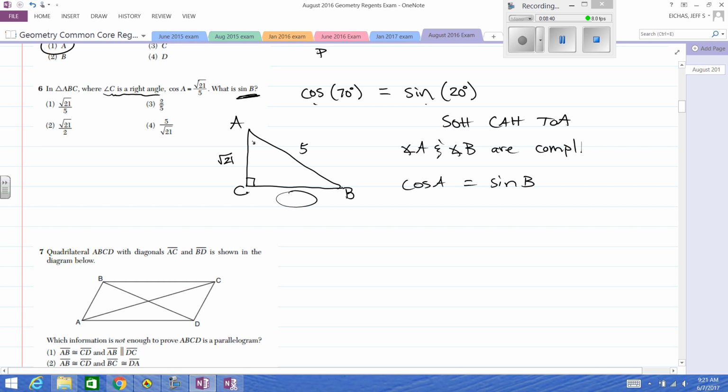So what's sine of B? Same as cosine of A, square root of 21 over 5. But if we did this, you could see it using the diagram. Sine is opposite over hypotenuse. You are going to get square root of 21 over 5 doing the work this way. All right, so let's move on.